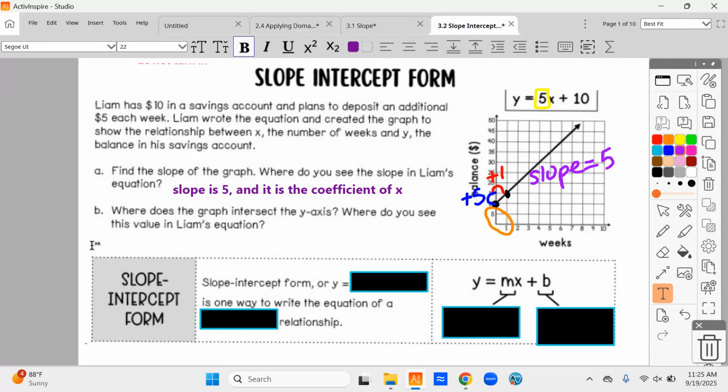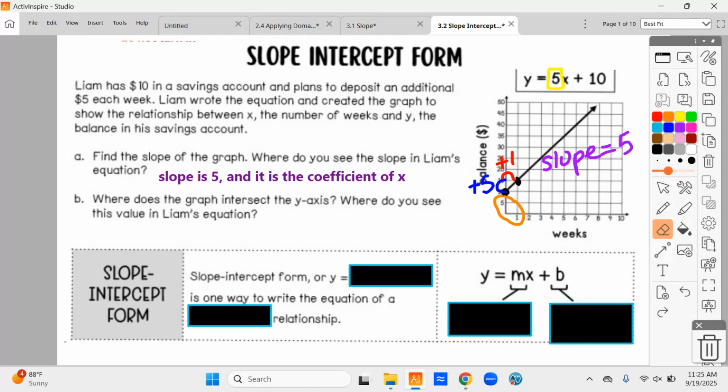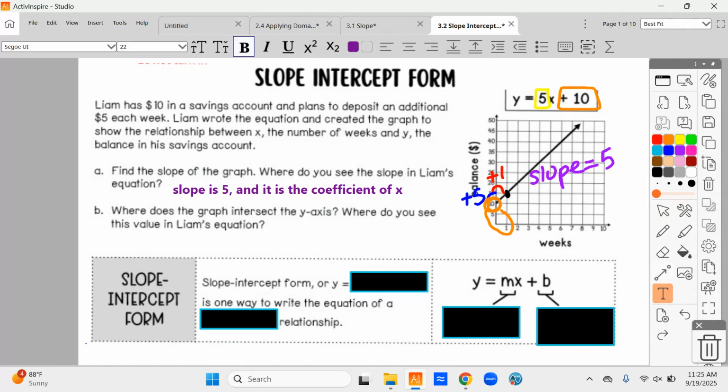Where does Liam's graph intersect the y-axis? Where do you see this value in Liam's equation? So I've got to erase a little bit here, but Liam's graph hits the y-axis here at 10, and it's the constant in the equation. So we would say the graph intersects the y-axis at 10. This is the constant in the equation.